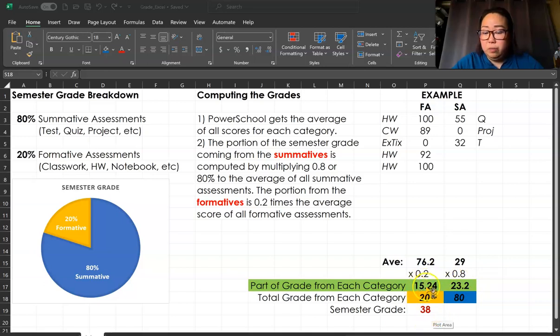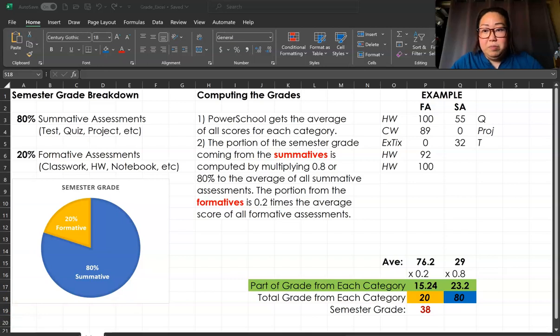It's from these two. Where did these two grades come from? These are the products when you multiply the average of the formatives by 0.2 and the average of the summatives by 0.8. So this is the part of the grade coming from the formative. This is the 23 out of 80 contributed by summatives in the semester grade.